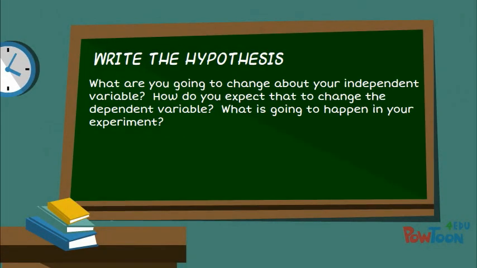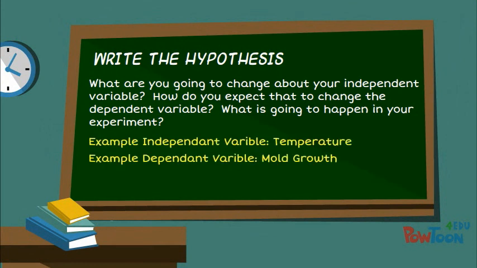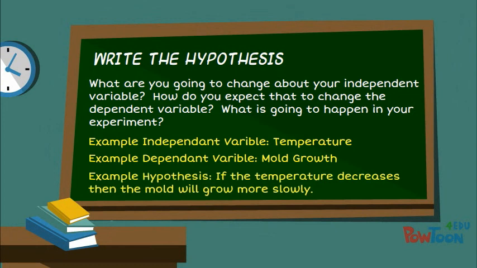Now that you've identified your variables, it's time to write the hypothesis. What are you going to change about your independent variable? How do you expect that to change the dependent variable? What is going to happen in your experiment? For our example, our hypothesis is if the temperature decreases, then the mold will grow more slowly.